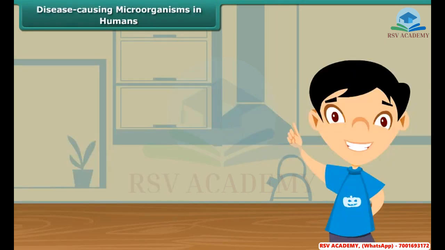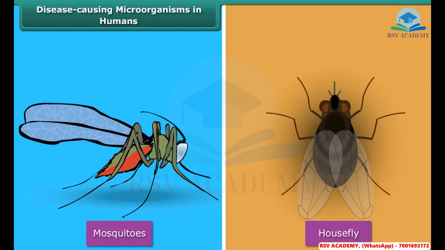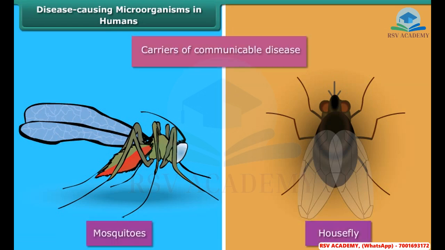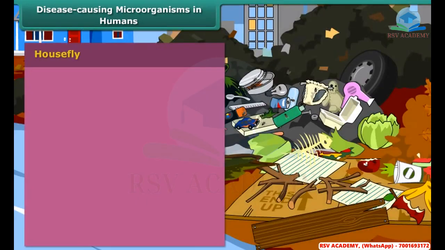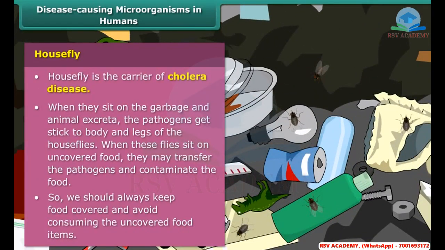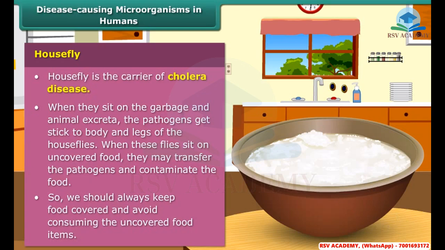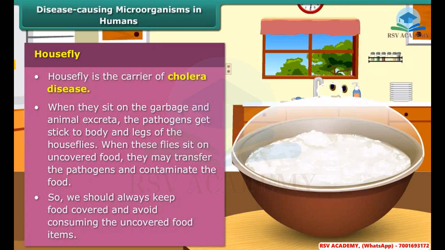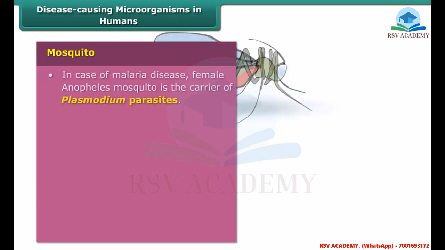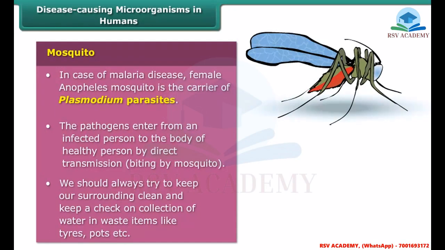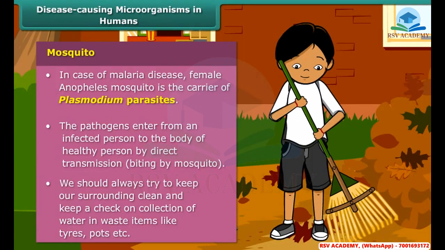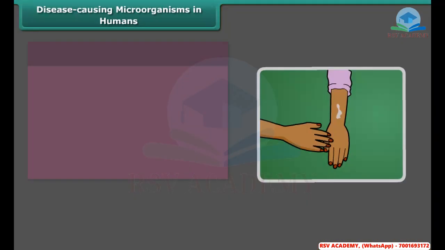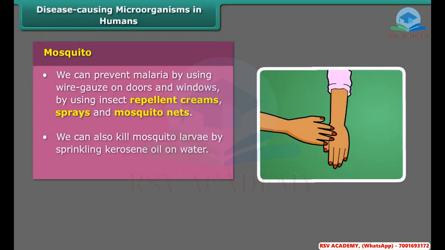Friends, some insects and animals that are found in our surroundings act as carriers of pathogens. Housefly and mosquitoes are common examples of such carriers. In cholera, the housefly is the carrier of many pathogens. To prevent cholera, we should always keep food covered and avoid consuming uncovered food items. In malaria, the female Anopheles mosquito is the carrier of Plasmodium parasites. We should use repellent creams, sprays, and mosquito nets to prevent malaria.